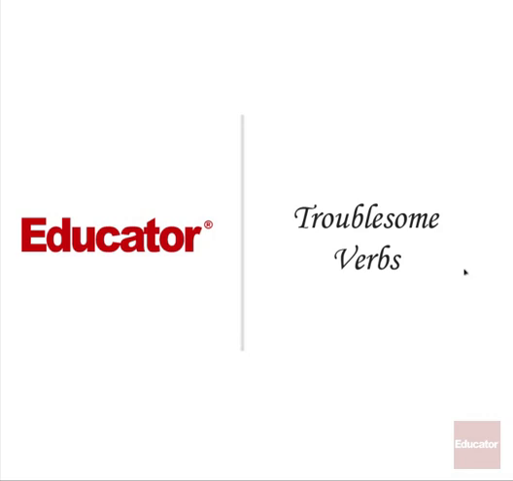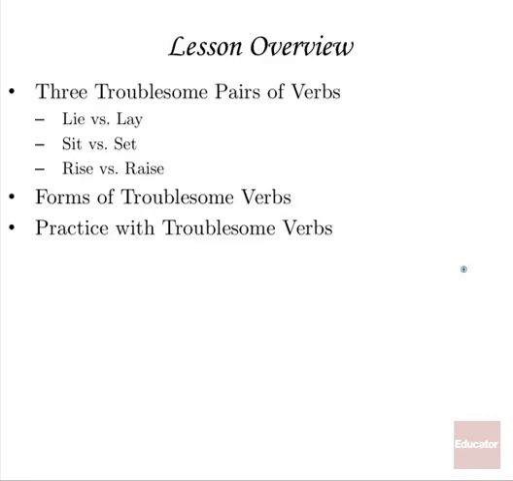Let's get started. This lesson is all about 3 troublesome pairs of verbs. People get these verbs confused constantly. Even native English speakers with PhDs have trouble with these verbs. So we're going to go over in detail what they mean and how to use them correctly. The 3 killer pairs of verbs are lie and lay, sit and set, and rise and raise. Now we're going to look at the forms that these troublesome verbs take in different tenses, so you can recognize them. And we're going to do some practice with using the correct ones.